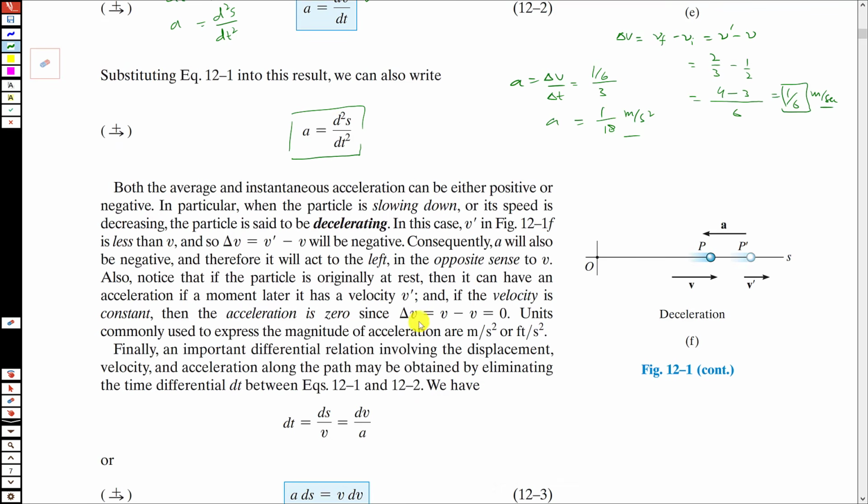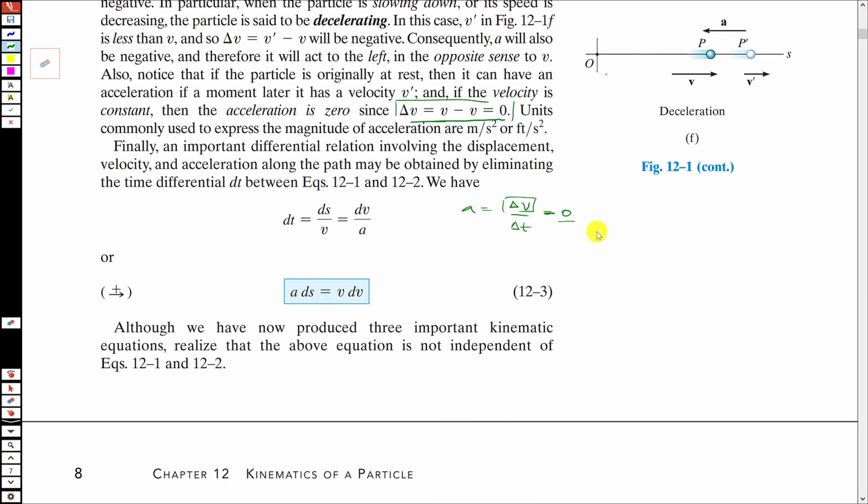And if the change in velocity is 0, then acceleration, which is del v by del t, will be 0. In that particular case the acceleration will be 0, and the particle will be moving with uniform velocity. So whenever the particle is moving with uniform velocity, we can say that the acceleration of that particle is 0.